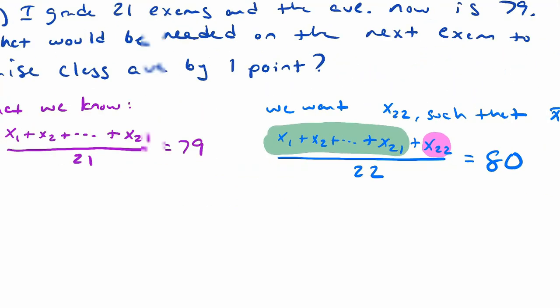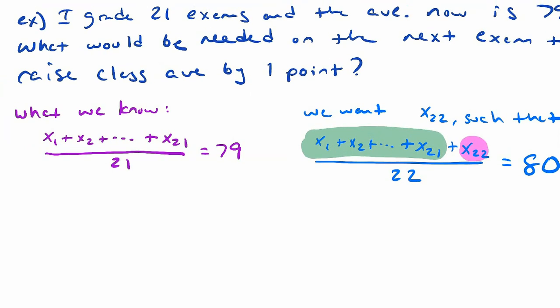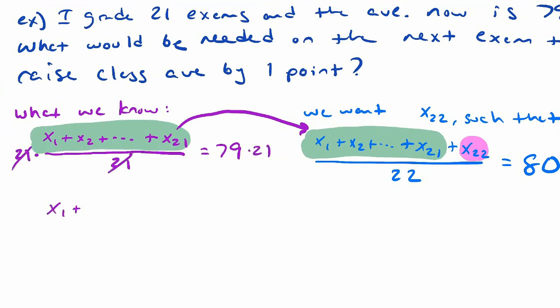Well, that we can figure out from our purple equation. That's exactly what's in the numerator over here. So while I don't have any idea what the individual test scores were, I can certainly figure out what they add up to, and then I can sub that sum in over here. I just need to lose the 21 in the denominator, so I'm going to multiply both sides by 21. And now I will see what that sum adds up to. So what's 79 times 21? That's 1659.